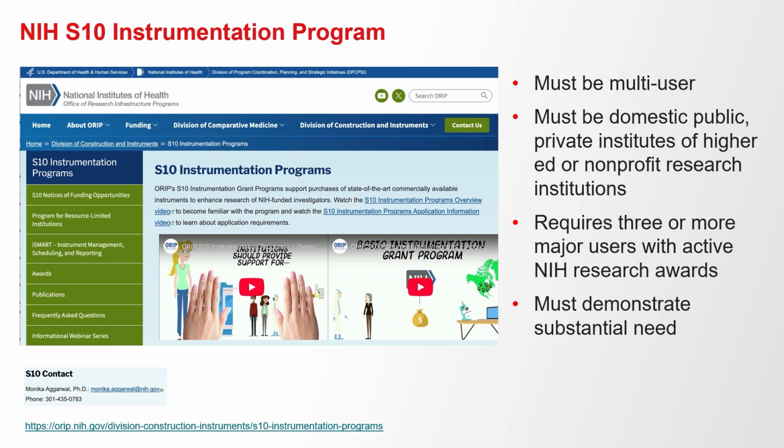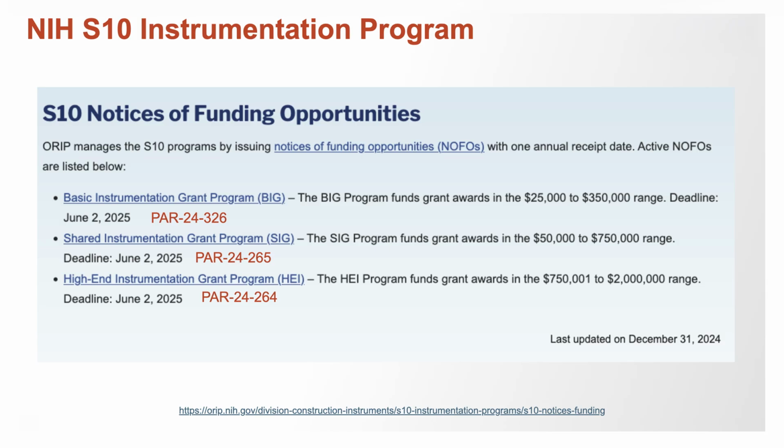This site is very helpful to get all the information you need for that. So this is the information here. Must be multi-user, must be domestic institutes, higher education, 3 or more major users, and substantial need. So there are 3 levels of reward at the S10, starting small, 25,000 to 350,000, going all the way up to high-end instrumentation, which is 750,000 to 2 million.